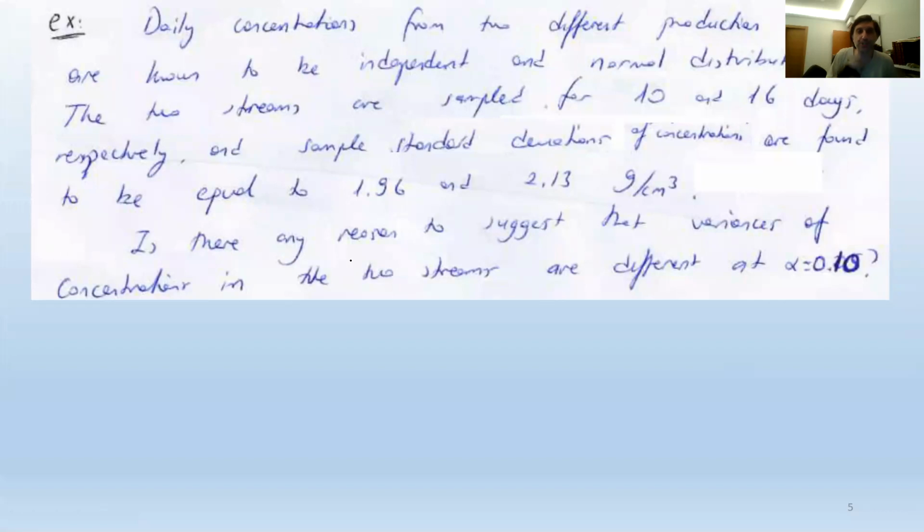Okay, now comes a question. We have two production streams, and they are known to be independent. So we have one stream here, which denotes a kind of factory that produces these, I don't know, products, and another stream which manufactures these products again. And we are interested in the concentration of some material in each of these products.